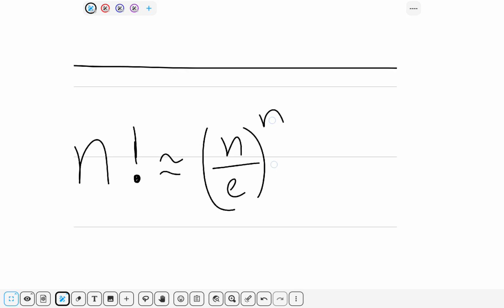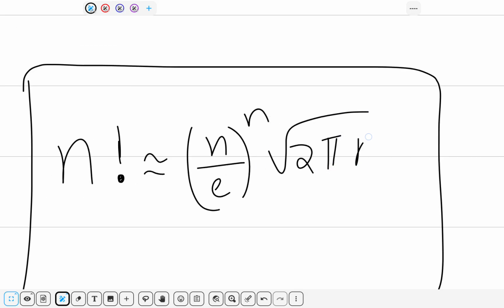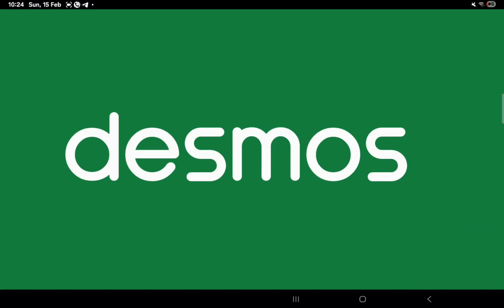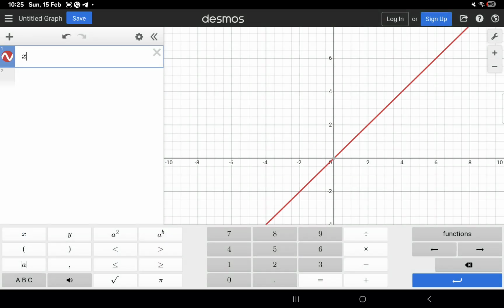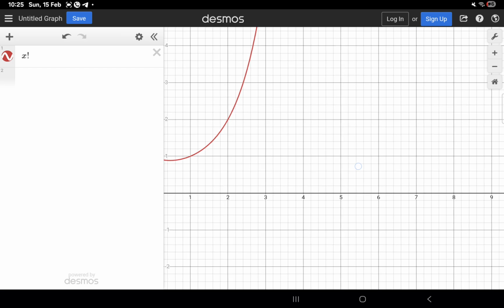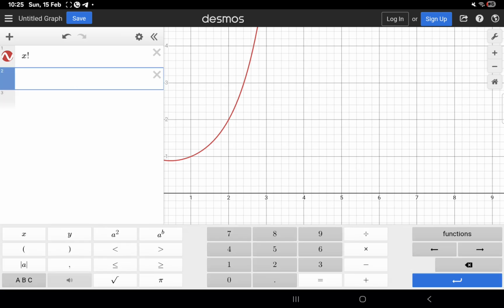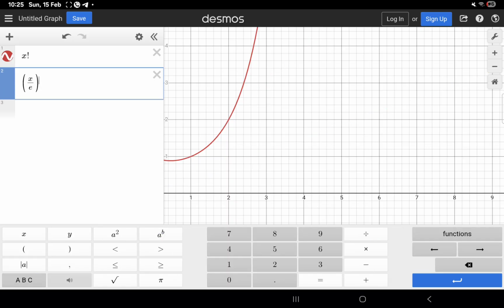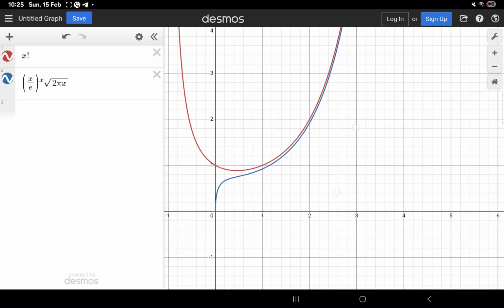This formula is too good, it works so nice. So let me show you how nice this formula is. So I will do the graph. So let's say this is x factorial, only the right side is relevant to us. And then we have x by e power x times square root of 2 pi x. I mean, just look at it. This is so good. It's just so good.